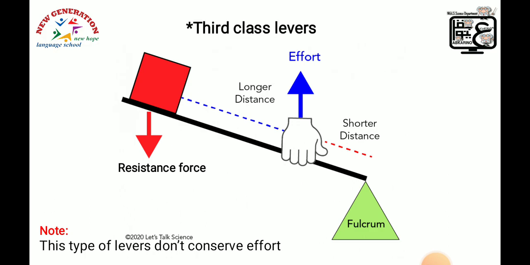And finally, number three, the third class lever. This type of lever doesn't conserve effort or has no mechanical benefit. Give reason: because the force arm is always shorter than the resistance arm, so the effort force is always larger than the resistance force. Excellent.